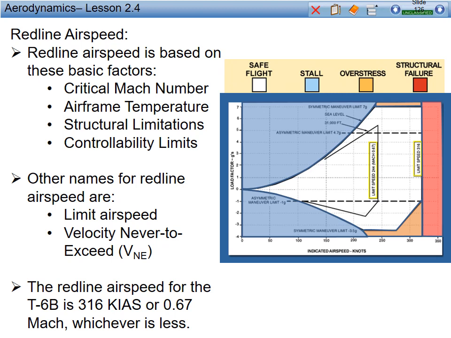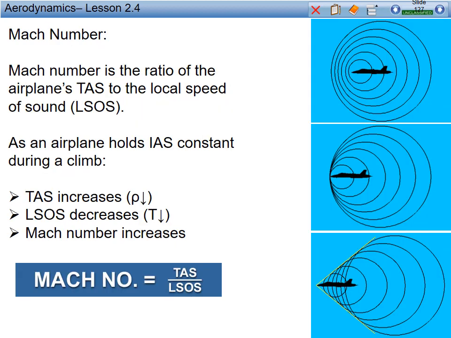Redline airspeed is based on these basic factors: critical Mach number, airframe temperature, structural limits, or controllability limits. Other names for the redline airspeed are limit airspeed or velocity never to exceed, VNE. The redline in the T6 is 316 knots or 0.67 Mach, whichever is less. Now let's get into a discussion of Mach number.